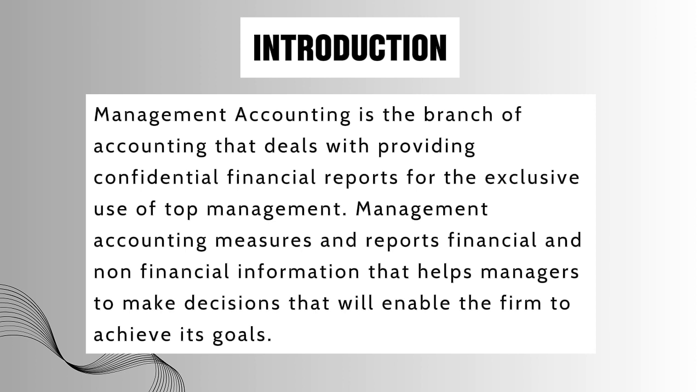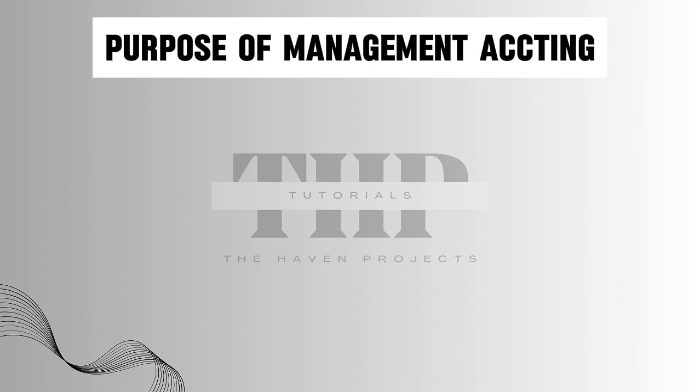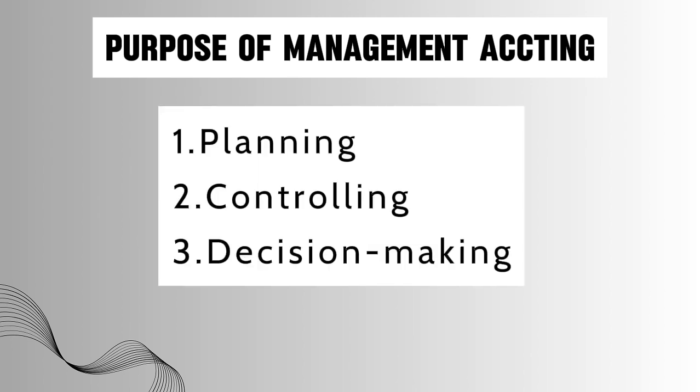The next thing this chapter will look at is the purpose of management accounting. The primary role of management accounting is to provide information in a timely manner to the company's relevant management to help them plan and control the activities of the organization, and with which optimal and sound decisions can be made. The main purpose of management accounting can be summarized as planning, controlling, and decision making. Let's talk more about these three. Planning.